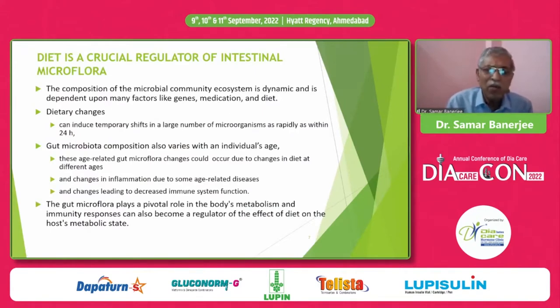Composition of the microbial community ecosystem is dynamic and is dependent upon many factors like genes, medications, and diet. Dietary changes can induce temporary shifts in a large number of microorganisms as rapidly as within 24 hours. Gut microbiota composition also varies with an individual's age. This age-related gut microbiota change could occur due to changes in diet at different ages and changes in inflammation due to some age-related disease and changes leading to decreased immune system function.